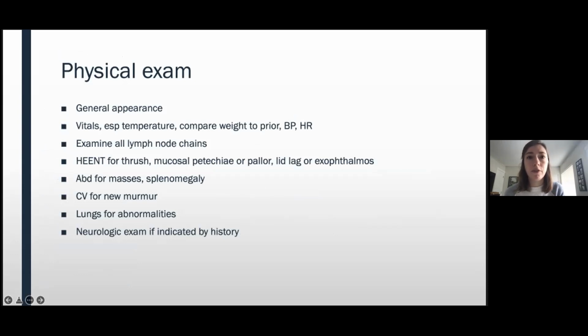You want to examine all their lymph node chains, so both anterior and posterior cervical chains, supraclavicular, and inguinal lymph node chains. You want to check for thrush, for thinking about HIV infection, for thinking about hematologic malignancies or other hematologic disorders. You want to check for mucosal petechiae or pallor, and then for hyperthyroidism, lid lag and exophthalmos. You want to check their abdomen for masses or splenomegaly, again, thinking about malignancy. Listen for any new murmurs, listen to the lungs for abnormalities, especially wheezing if you're thinking about carcinoid syndrome, and then if indicated by history, a neurologic exam.